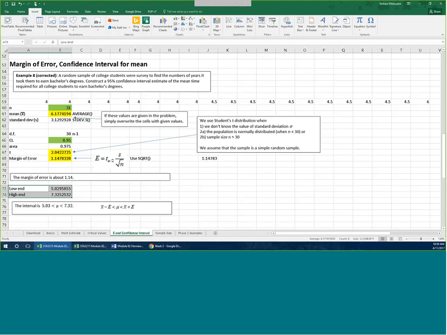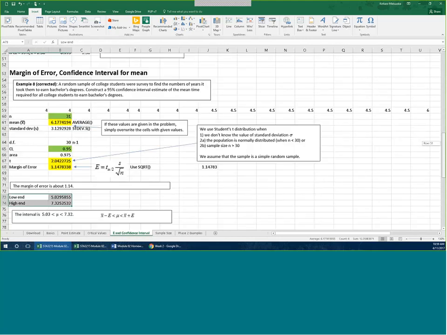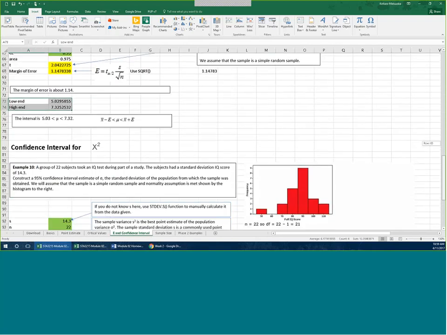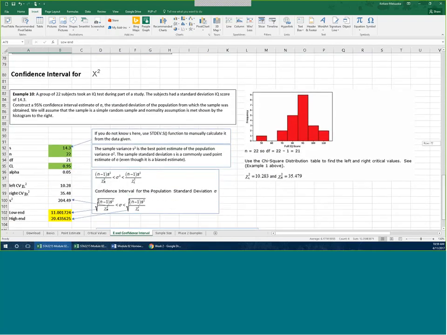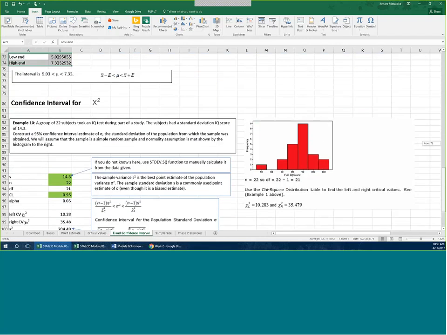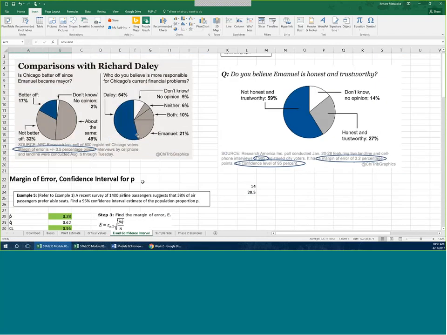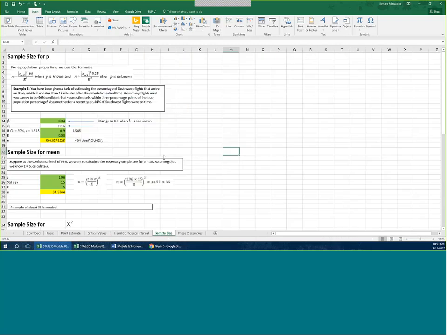Okay. Now, oops, there's more. Okay. We're going to do something else, but let's move on to the next one. So, before I do that, let me go to the sample size for proportion and then the mean.